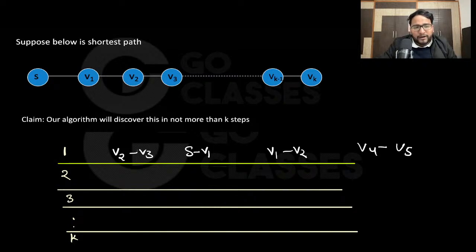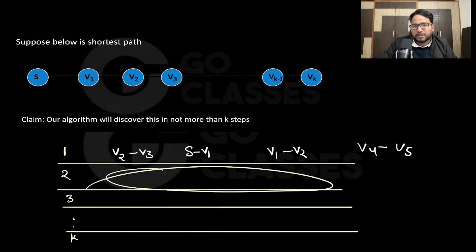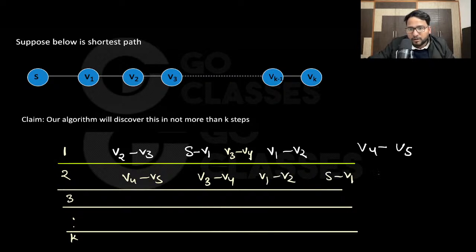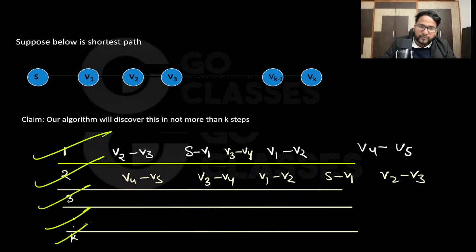Now, what will I do? I will relax in some order in the second iteration also. You can choose the same order, it doesn't matter, but you can also choose a different order. Maybe B4 to B5 here, maybe B3 to B4 and B1 to B2, maybe S to B1, and then B2 to B3 or whatever. As I told you, you can choose any order anytime. So you can choose some other order here, here, and so on.